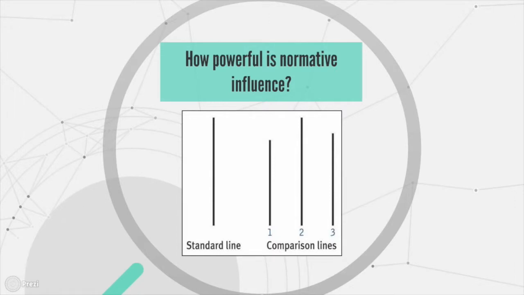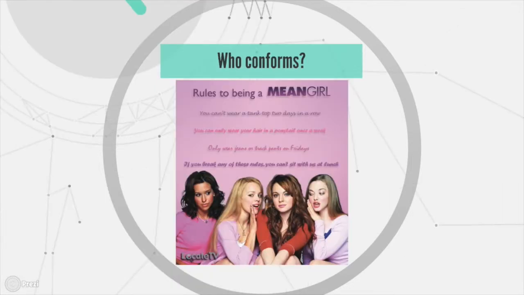The test also found that participants were less likely to conform when they believed the other participants wouldn't hear their answer. Teenagers are more likely to conform than adults, and collectivistic societies conform more than individualistic societies because they place group goals over individual preferences.